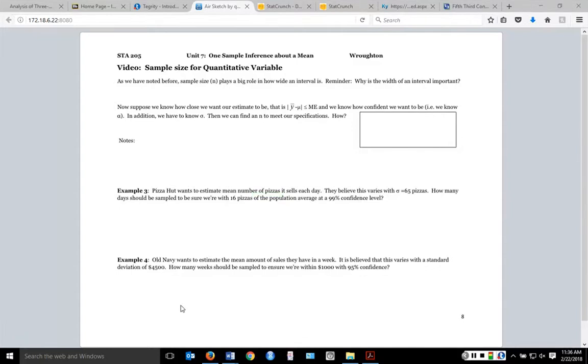And so in this last video for this unit, we're going to talk about determining sample size for a quantitative variable. Just at the end of the last example we did, we talked about how sample size can play a role in how wide our interval is. Remember, the bigger the sample size, the narrower our interval actually was. And the width of our interval was important because a narrower interval is more informative.